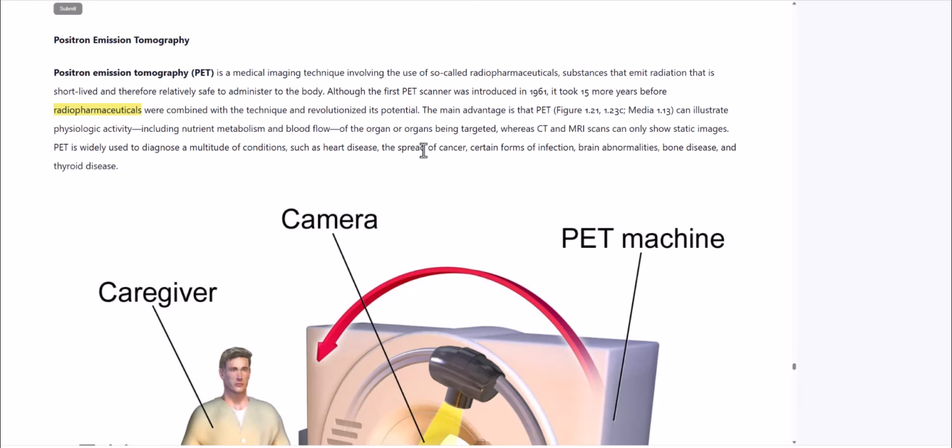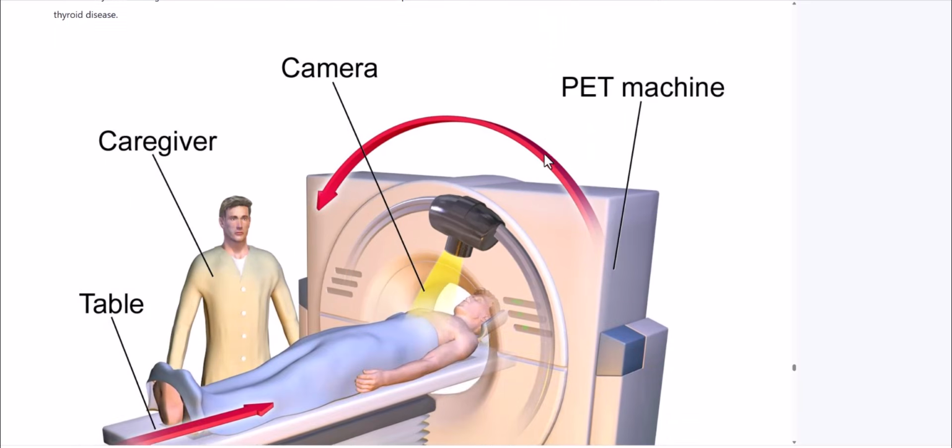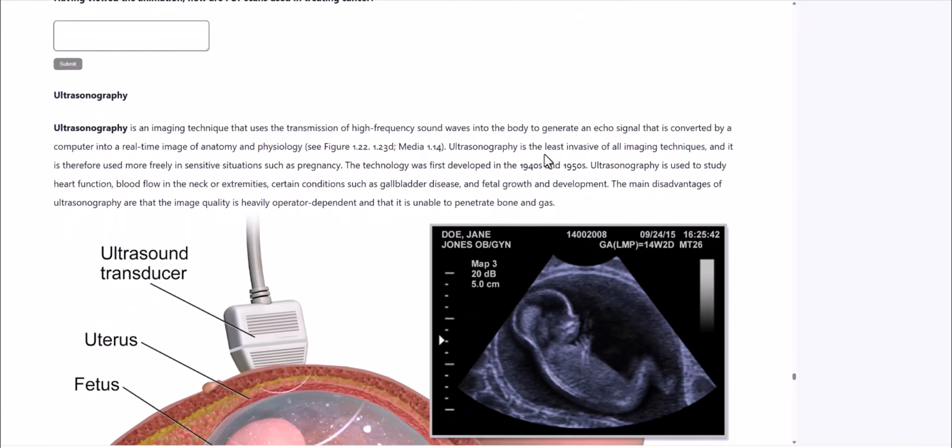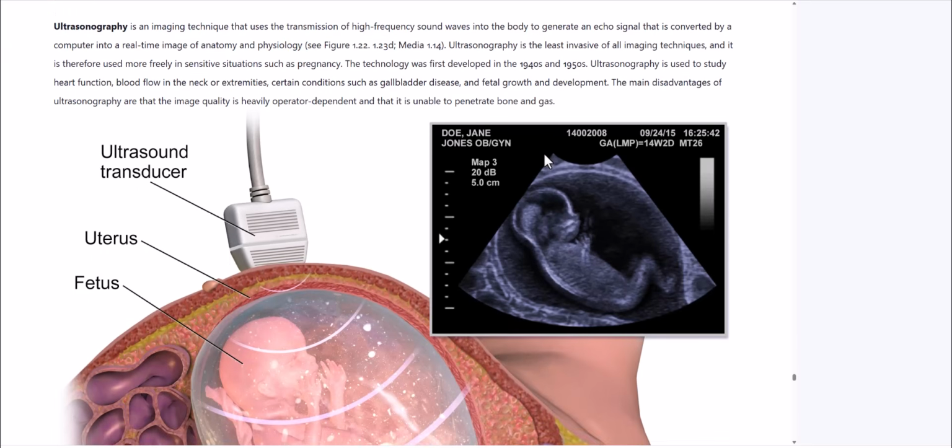Conversely, if a person has a tumor, then cancer cells are faster growing, and they're going to take up an abnormally large amount of that glucose, that radioactive glucose, and they're going to show as a hot spot on the PET scan. And then finally, we're going to look at ultrasound.